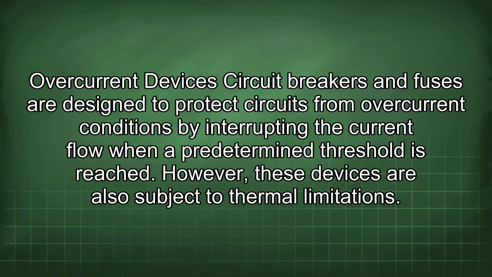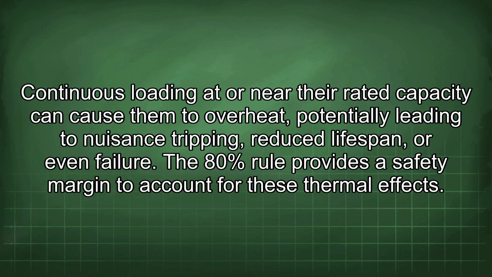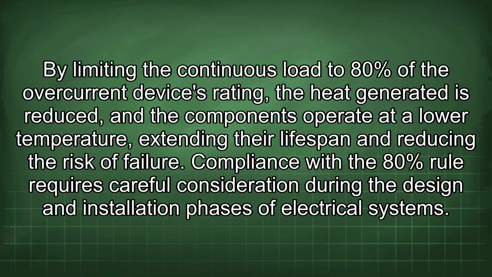Overcurrent devices. Circuit breakers and fuses are designed to protect circuits from overcurrent conditions by interrupting the current flow when a predetermined threshold is reached. However, these devices are also subject to thermal limitations. Continuous loading at or near their rated capacity can cause them to overheat, potentially leading to nuisance tripping, reduced lifespan, or even failure. The 80% rule provides a safety margin to account for these thermal effects. By limiting the continuous load to 80% of the overcurrent device's rating, the heat generated is reduced, and the components operate at a lower temperature, extending their lifespan and reducing the risk of failure.